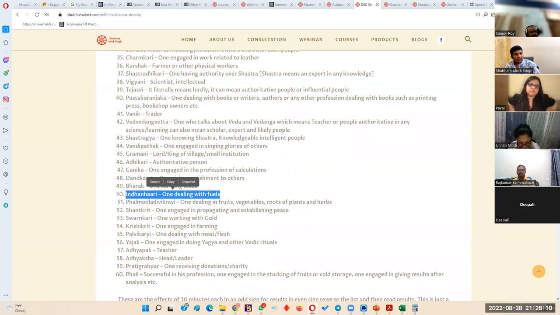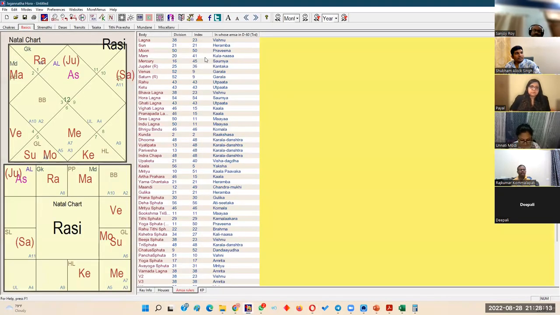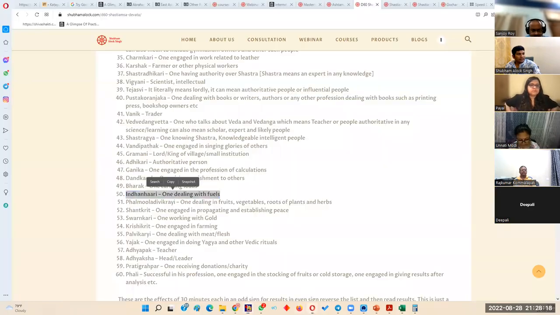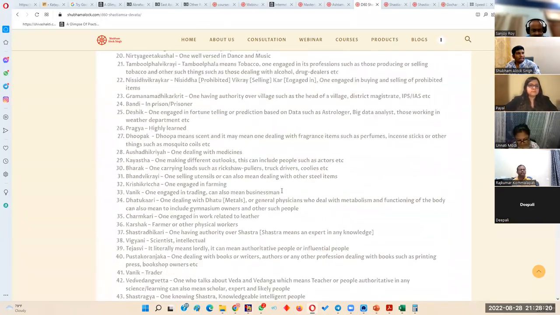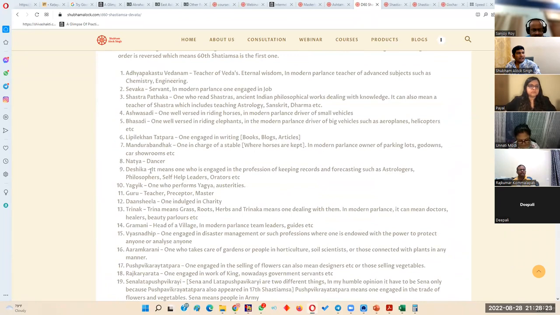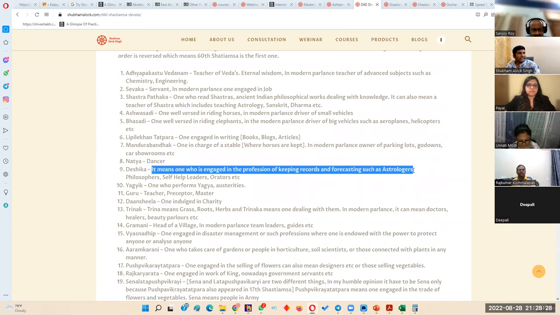For an example, if you want to know this result for Venus, remember that Venus index is 9. So go to the list. For 9, the result is Daishika. It means one who is engaged in the profession of keeping records and forecasting, such as astrologers, philosophers, self-help leaders, orators, etc. So Venus is making this person an astrologer. Venus Dasha Antardasha will come with good progress in astrology. And just simply using this article you can read a whole lot of D60 and make a whole lot of predictions using D60 also.